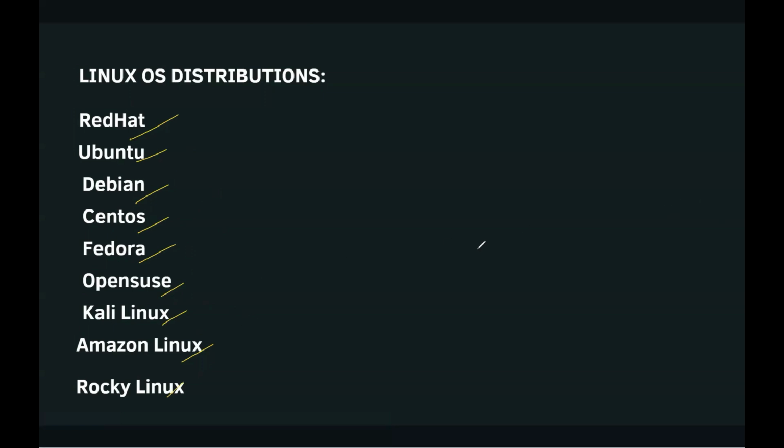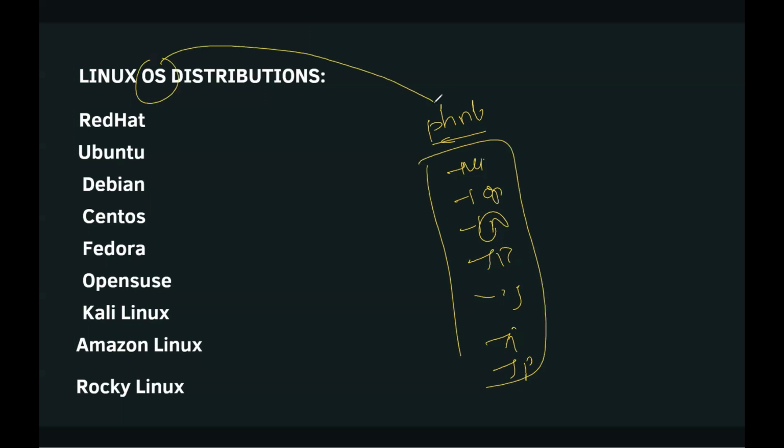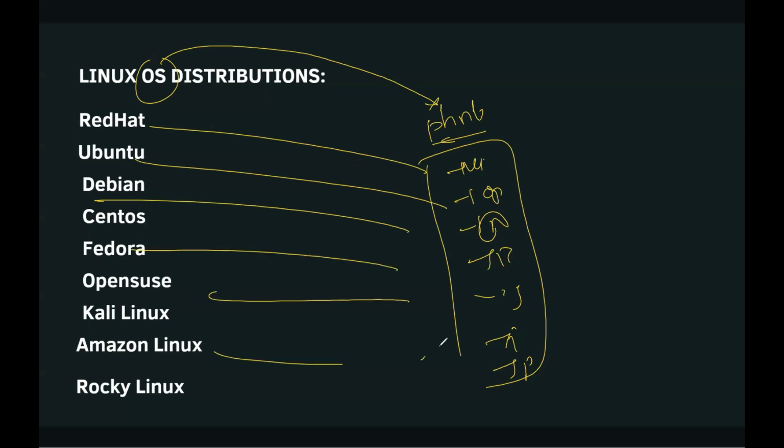So what are all these? Let's say I am having phones, right? In my phones, let's say we are having Vivo, Oppo, Realme, Redmi, Samsung, iPhone, and Poco. We have a number of different types of phones, right? So let's say if OS is the phone, these all are the types. Nothing but distributions of OS. So that should be clear for all of you.